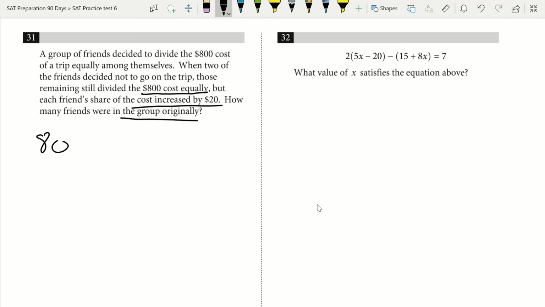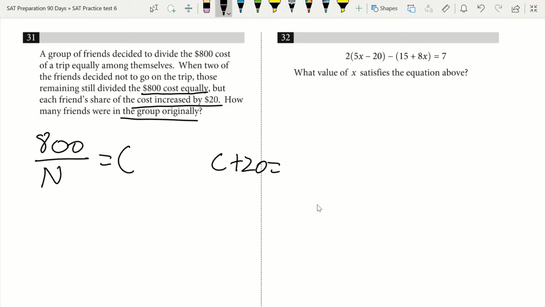Okay, well, we know our original cost is $800. It was split between the original number of members, which we'll call N for the initial number of members. And we know that that's going to equal our original cost per member, which we'll call C. Now, we know that our new cost per member is $20 more, so that's going to be C plus 20.